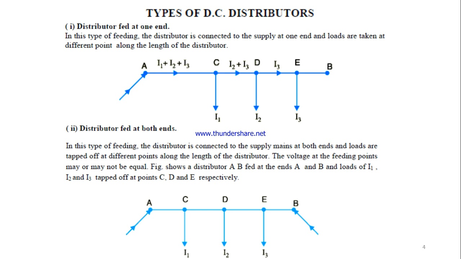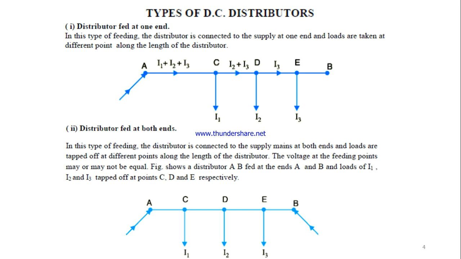For DC distribution also, we calculate in the same way. The procedure is the same, except that we have only the resistance here and not the inductances. Here we have various different types, namely the distributor fed at one end. From the diagram we can see the feeding point is only at A, so the total current flows from A. It is tapped at C, D and E, and finally the point B is left. It is an end point.